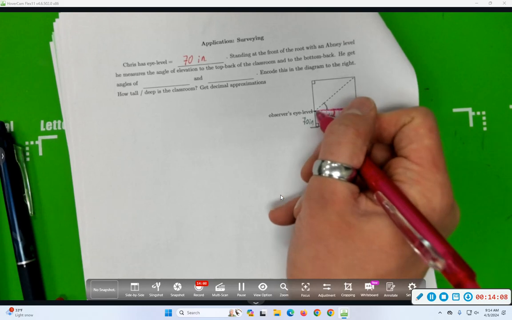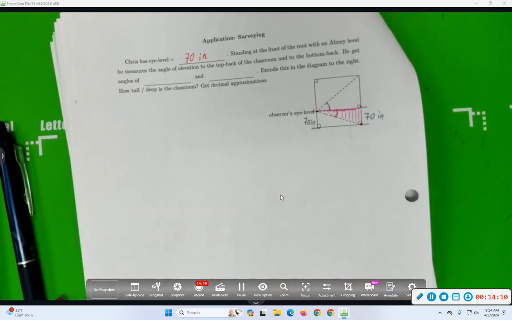I think that horizontal will be something that I should try to find. Once I know that horizontal side length, I want to determine the height of that back wall. Is there enough there that I'll be able to figure that out? Yeah, what strategy will I follow?